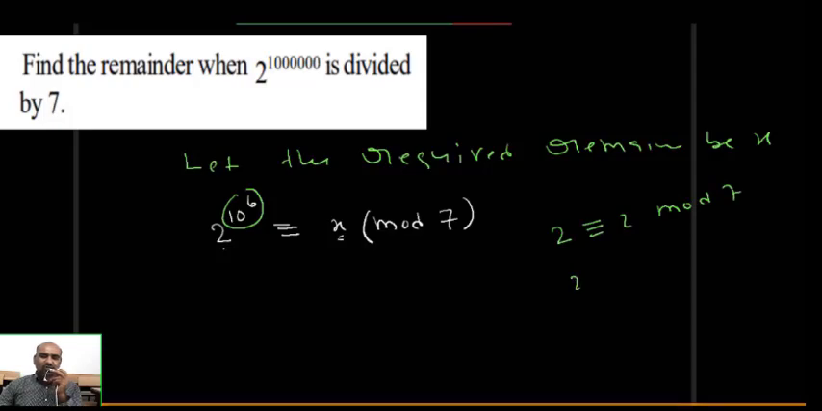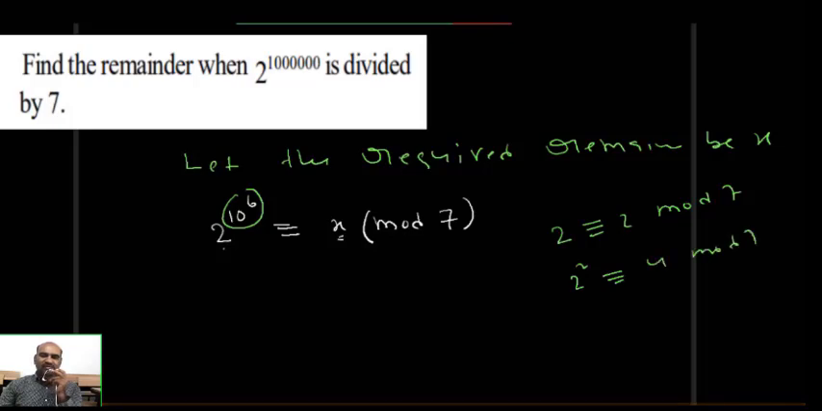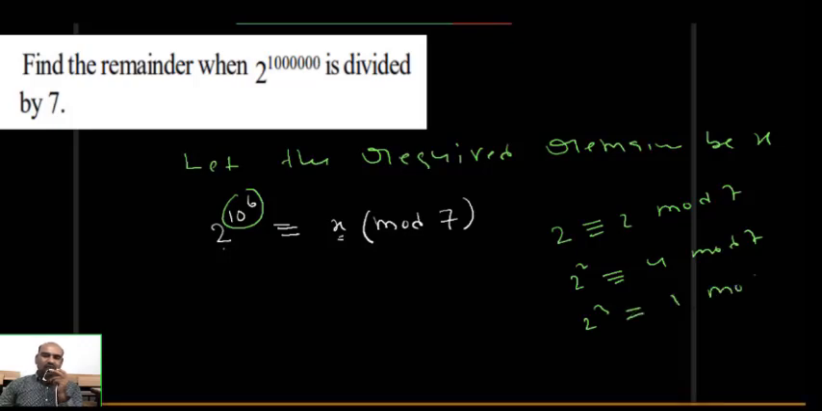Correct. 2 square means 4. 4 divided by 7, what is the remainder? 4 only. I can say 4 modulo 7. 2 cube is 8. 8 divided by 7, what is the remainder? 1. I can say 2 cube is congruent to 1 modulo 7. 2 power 4 is 16, congruent to 2 modulo 7. We want to find a smaller exponent. So my required smaller exponent is 3 only.